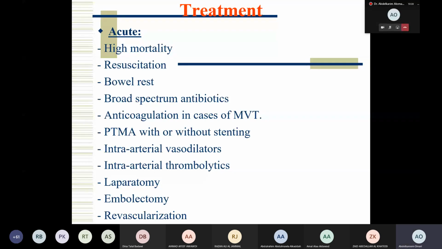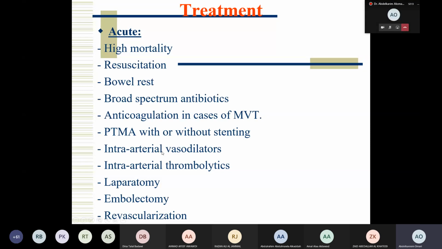High mortality, resuscitation, you do resuscitation with fluid, with bowel rest. طبعا bowel rest by NPO, broad spectrum antibiotics زي ما حكينا. Of course, we have to add wide spectrum antibiotics along with the flagyl اللي هو المترونيدازول، و broad spectrum antibiotics, anticoagulation in case of mesenteric venous thrombosis بنعطي المريض anticoagulation زي هيبارين زي كليكسان زي whatever، و percutaneous transmesenteric angiogram with or without stenting.